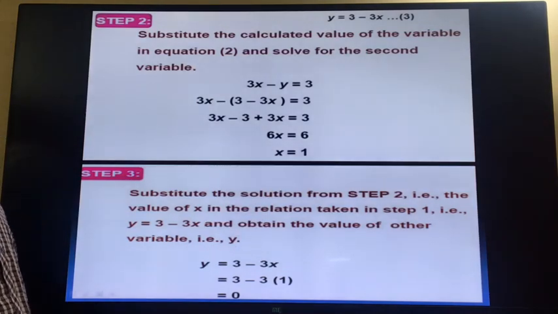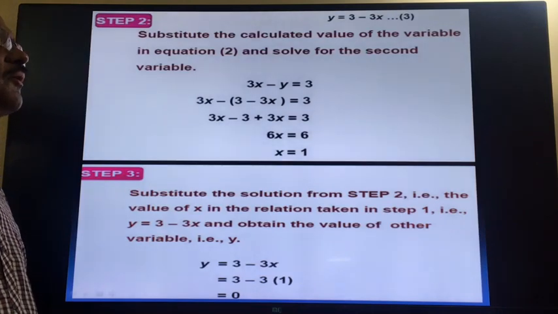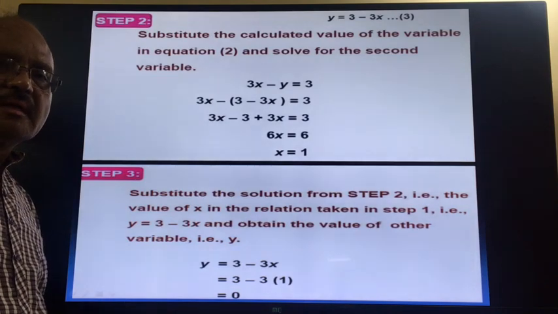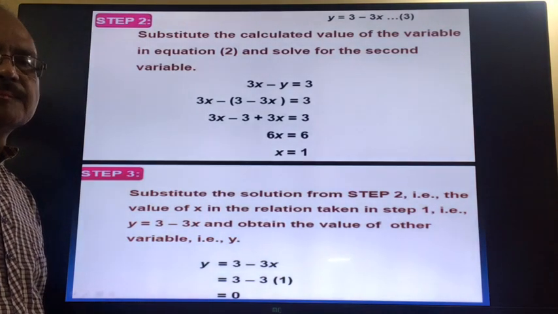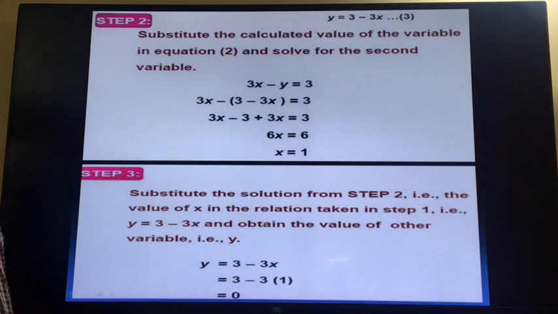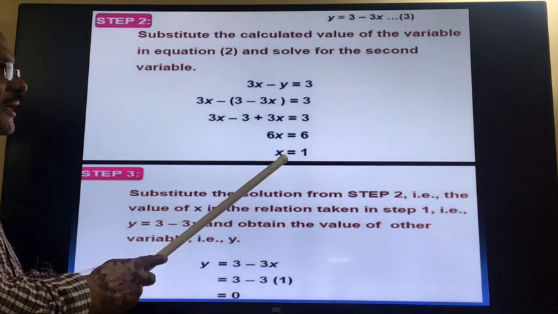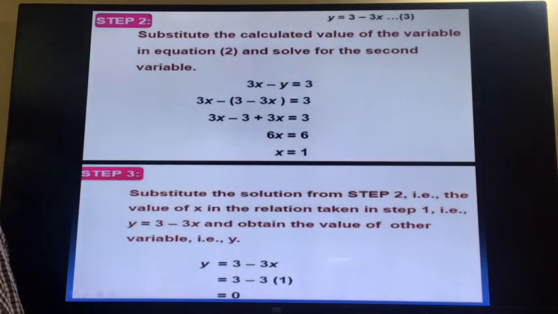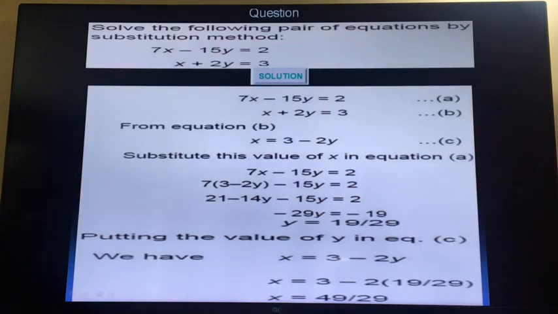So this is called the substitution method. In the substitution method, once again, we find the value of one variable in terms of the other, put the value of that variable in the next equation, and we get the value of one variable. Then we put that in the earlier relation to get the value of the second variable. So this is the substitution method. Now you can understand this by this example.